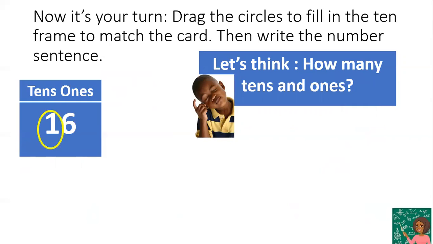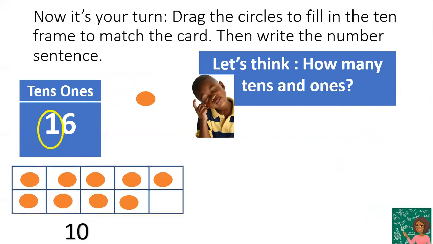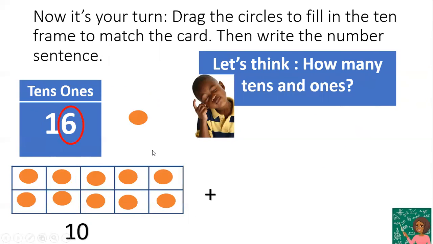So we have to fill our first 10 frame now. 1, 2, 3, 4, 5, 6, 7, 8, 9, 10. And I wrote 10 on the bottom. Now, how many 1s are in 16? There are 6 ones. Great work.